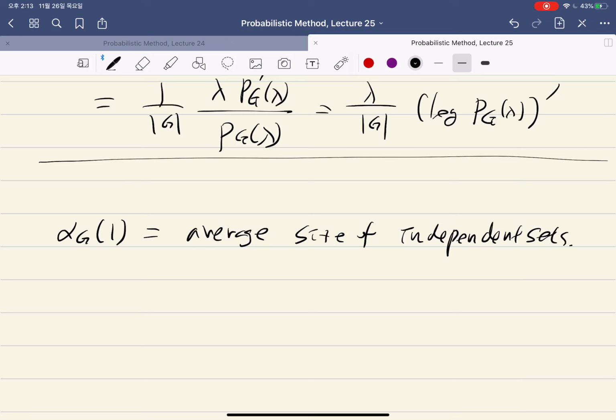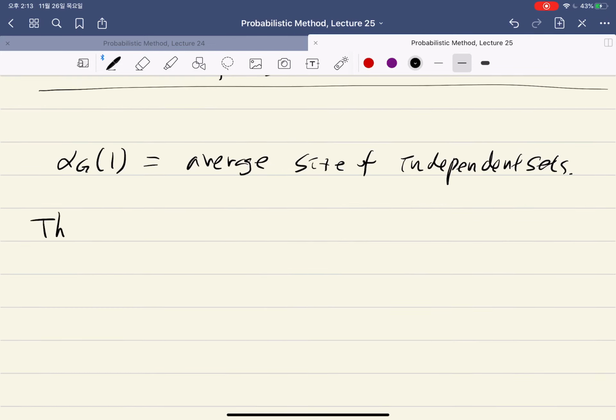So you just list all the independent sets and you take the average size. And now we want to prove the following.